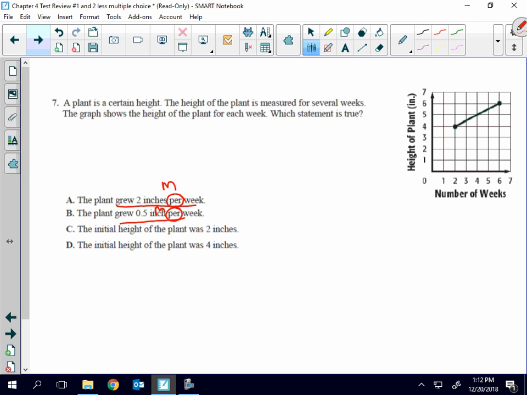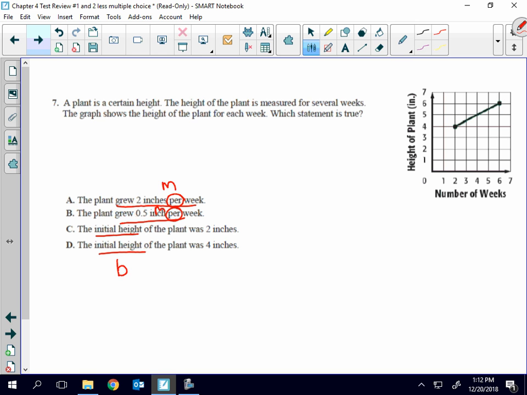Then C and D talk about the initial height, which is the y-intercept. So they're asking for the y-intercept. So let's find the slope and the y-intercept of this graph, and then we'll figure out which answer is true. So we have 2 points. You can write down the points and use the slope formula if you'd like. I'm just going to use the graph.